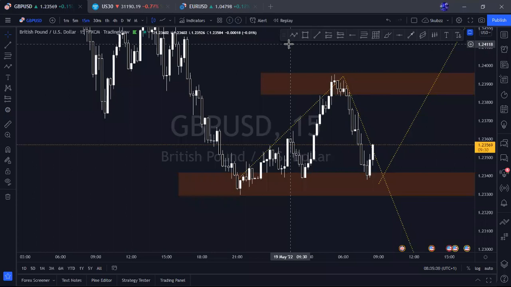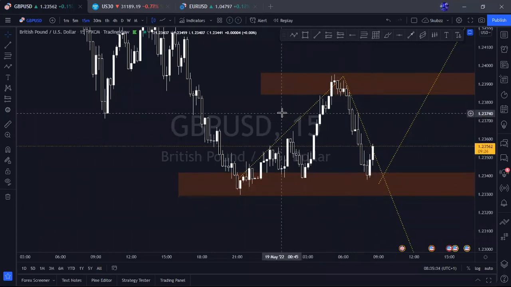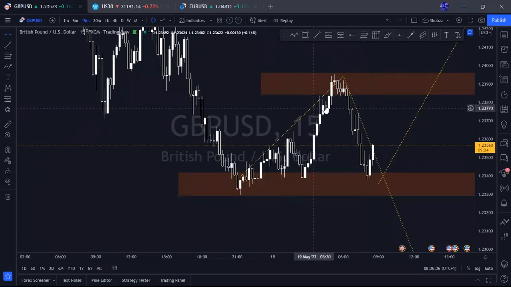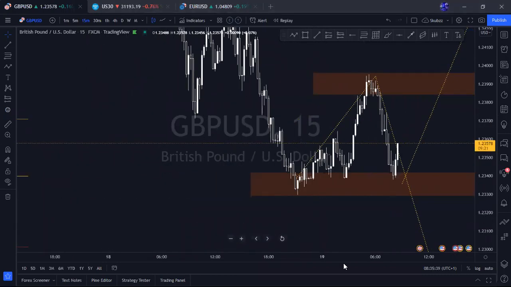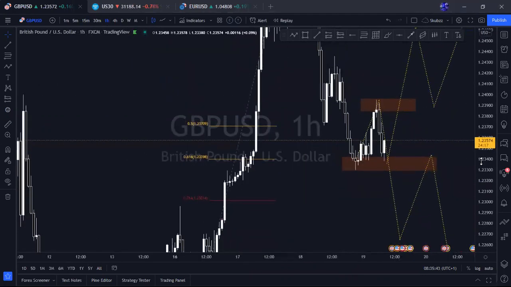I don't know. Market these days is just weird sometimes, to be honest. I don't know if it's the war. Because if you go down to the higher time frame, the daily time frame, you see that there is a support level that it's on, or demand zone rather.